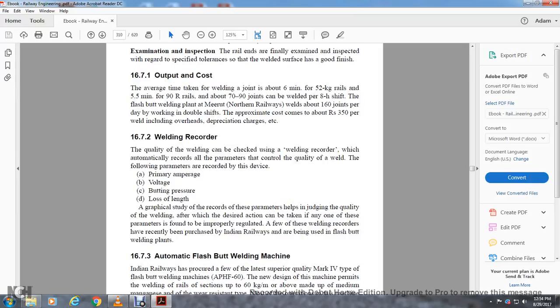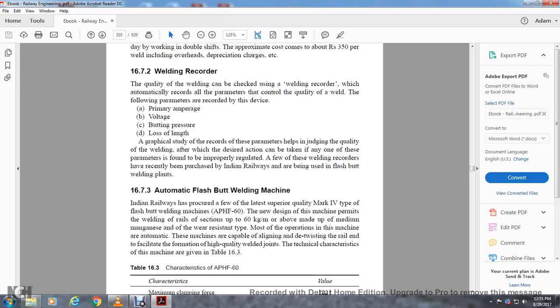16.7.2 Welding recorder. The quality of the weld can be controlled by a welding recorder, which automatically records the parameters for continuous control of the quality of the weld. The following parameters are required for this device: primary amperage and voltage, butting pressure, and loss of length. A gradual study of the records of the parameters helps in judging the quality of the weld. After that, the desired action can be taken if any of the parameters is found improperly regulated. A few of these welding recorders have recently been purchased for the flash butt welding plants of the Indian Railways.